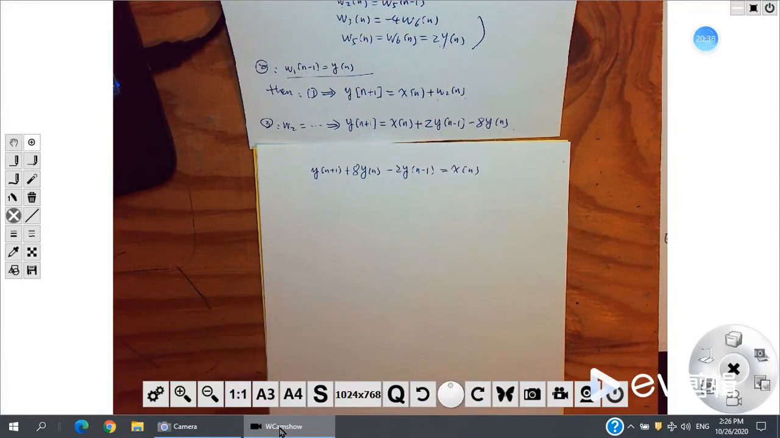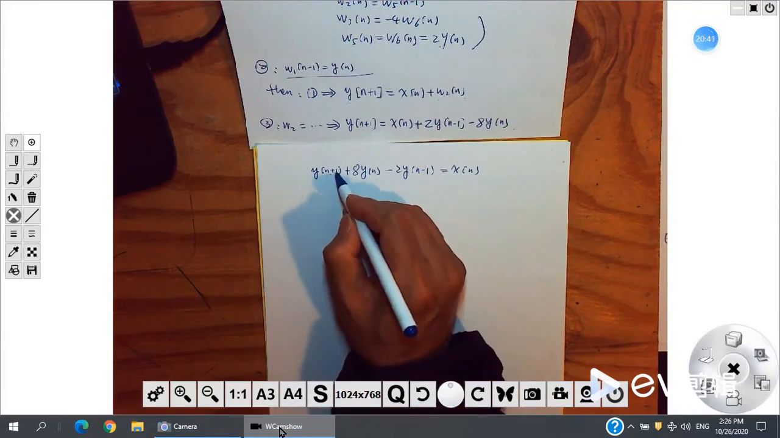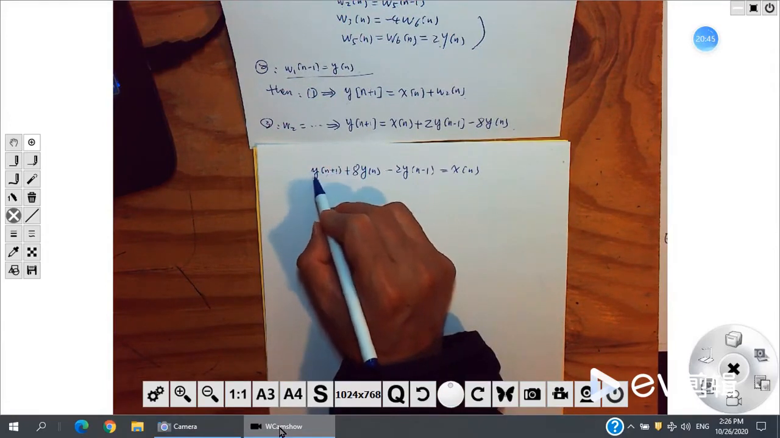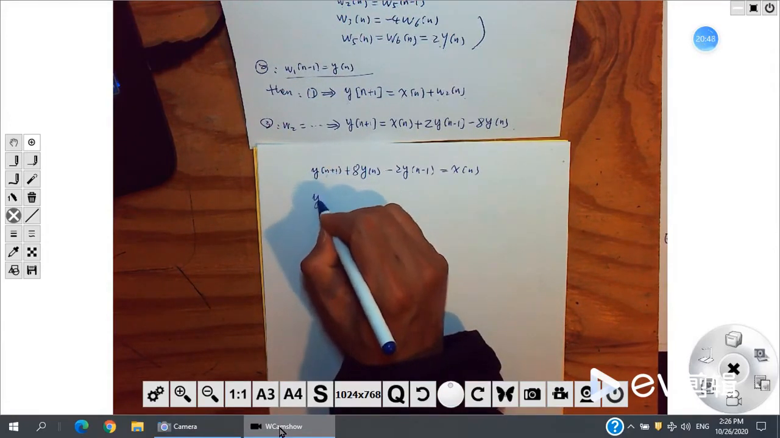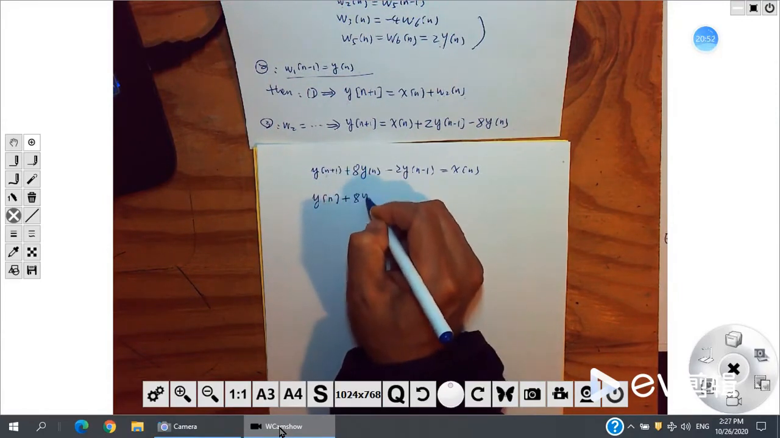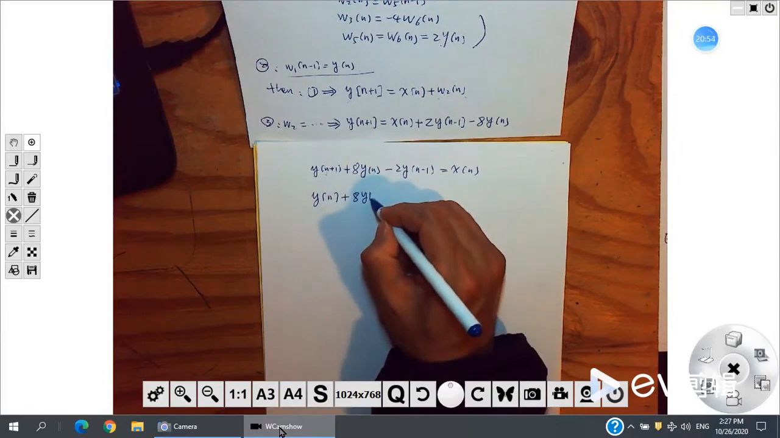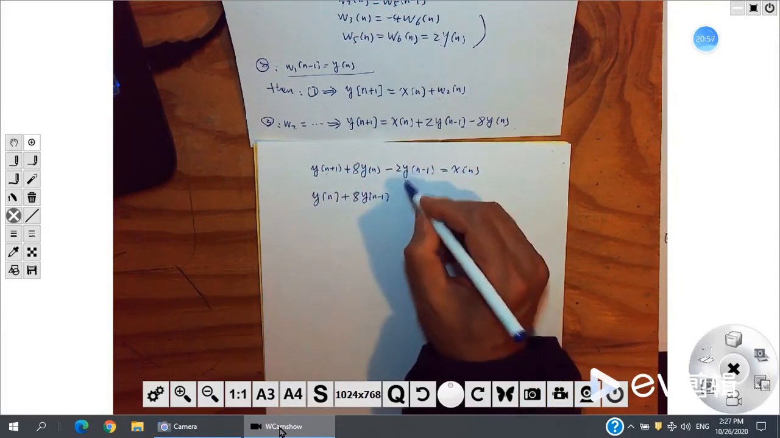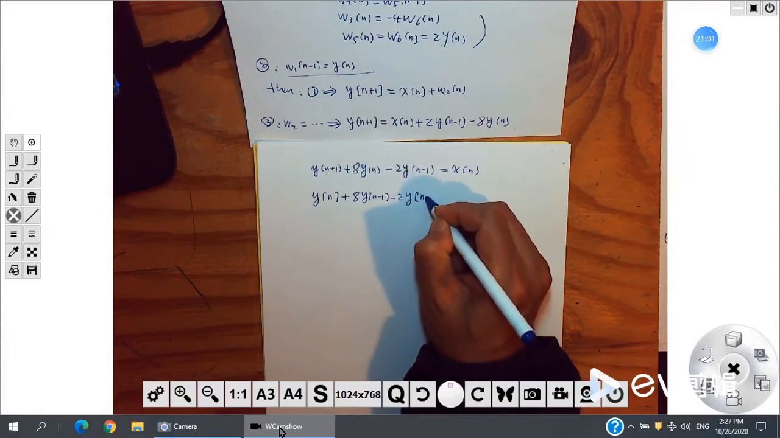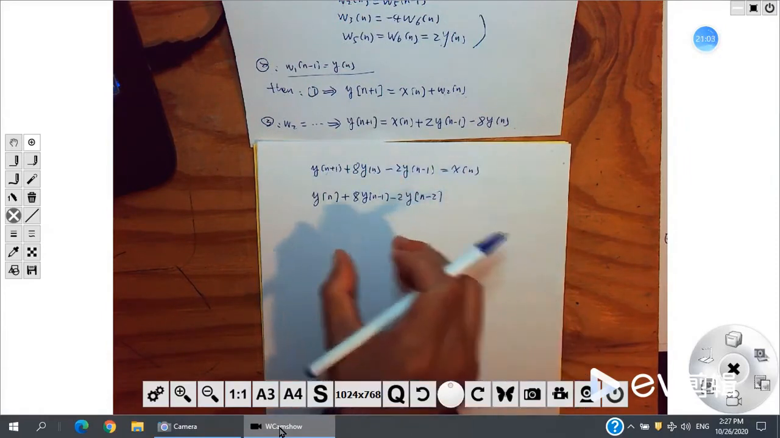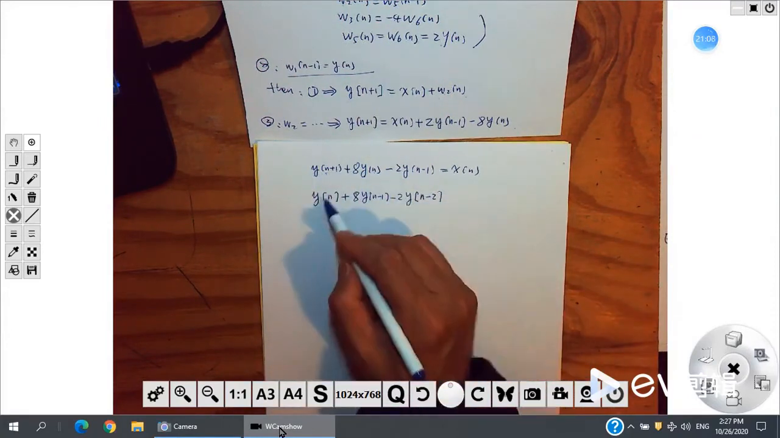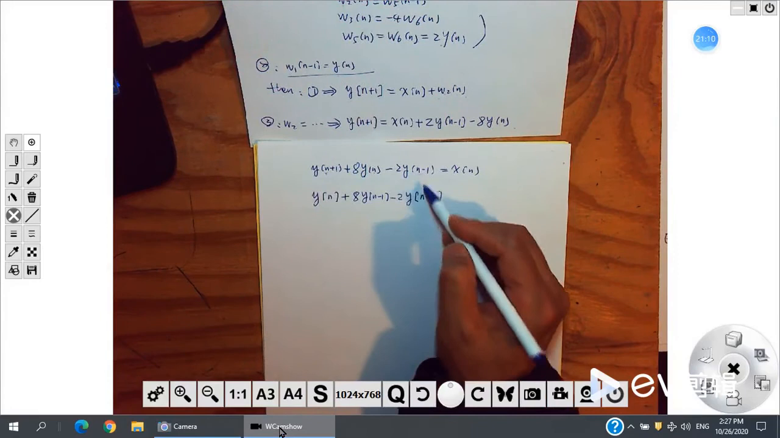However, we have y of n plus 1. Usually we want the highest index on y to be n. So I write this as y of n. Then this will be y of n minus 1, right? And the last one is minus 2 times y of, this should be n minus 2. I will move every n by 1 less, right? So make this n, this will be n minus 1, this will be n minus 2.